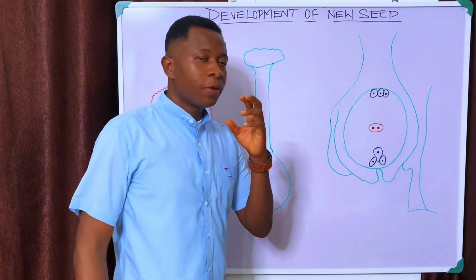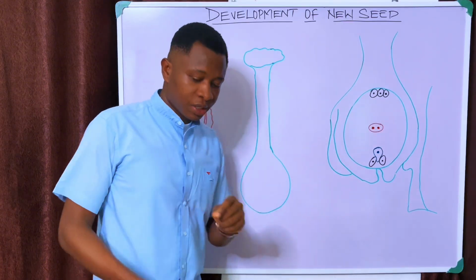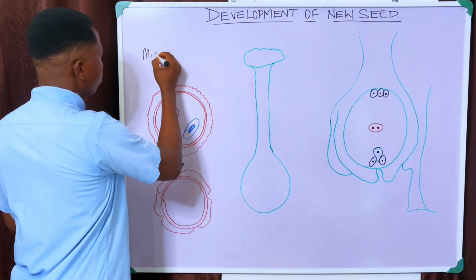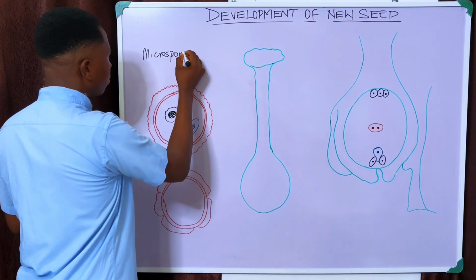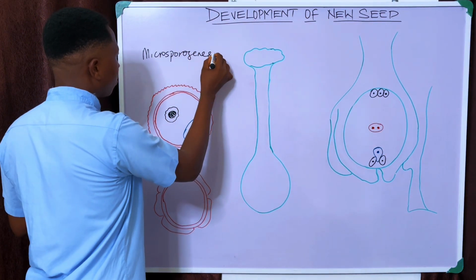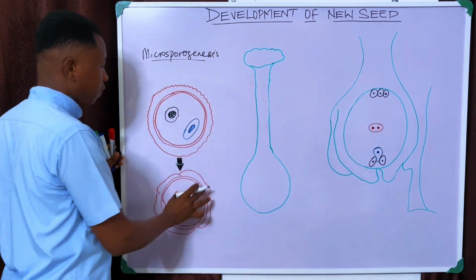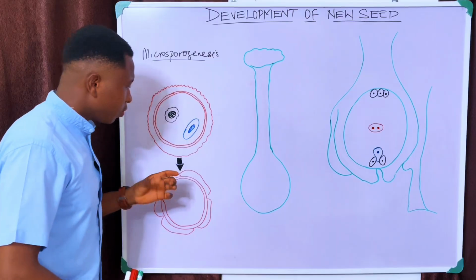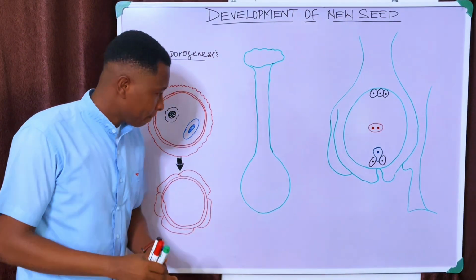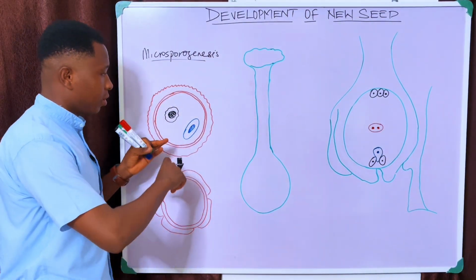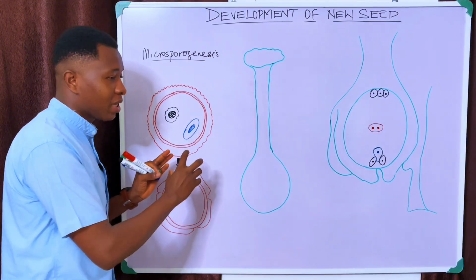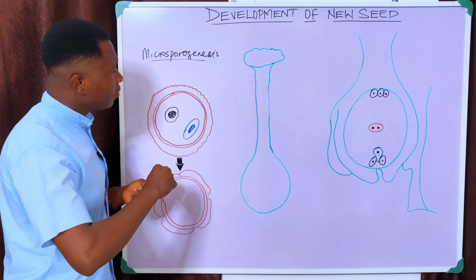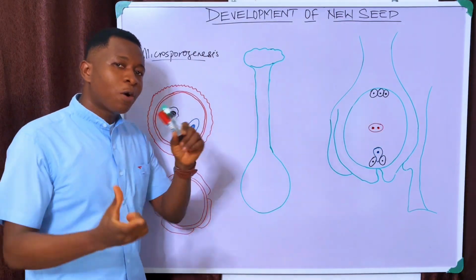It all begins with the process of microsporogenesis. So that is what we are going to be talking about here, microsporogenesis. That is the development of the pollen grains. Now, the pollen grain has different parts. We are going to first look at the different parts of the pollen grain before we look at the developmental stages. So the pollen grain is made up of an inner and outer layer.